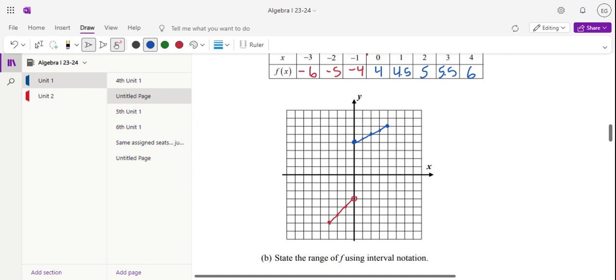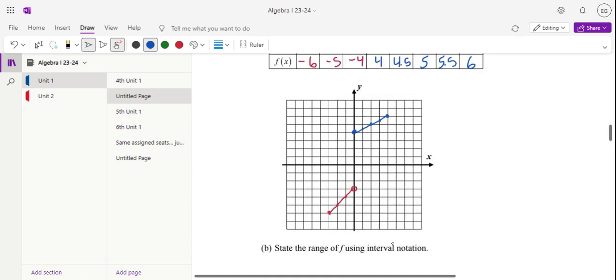State the range of f using interval notation. So range is y values. We want to remember that that's what we're talking about there. If I talk about y values, you work from the bottom up usually. So way down here, we're at -6. So -6, interval notation is inclusive, comma, and we work all the way up to a y value of -3. And we do not include that. So that's going to be an open bracket there, or a parenthesis.